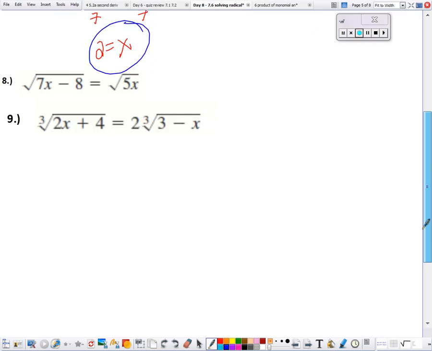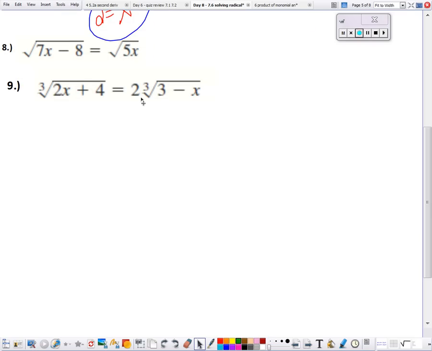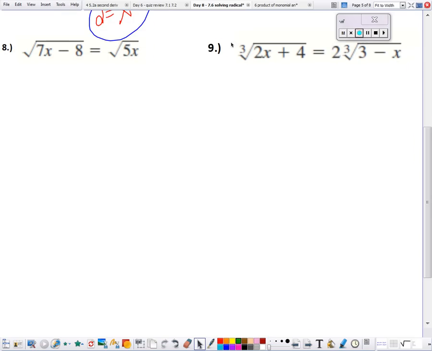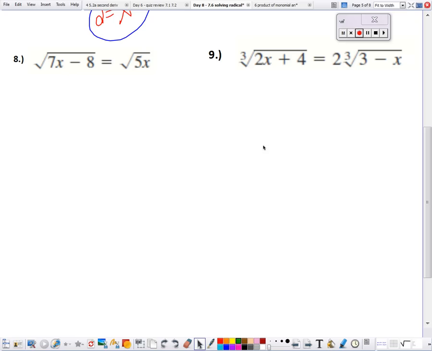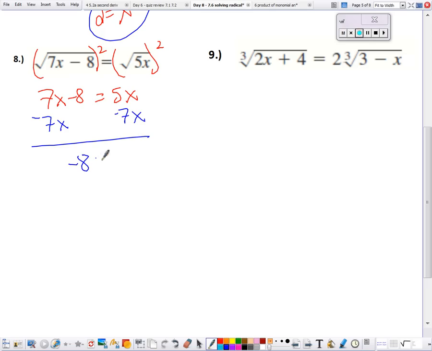Okay, so now we're going to try 8 and 9. We're going to pause the video for you to try both of those before I show my work and my answers. And for 8, we're going to square both sides. I'm going to move my 7x to the right. We get x is 4.